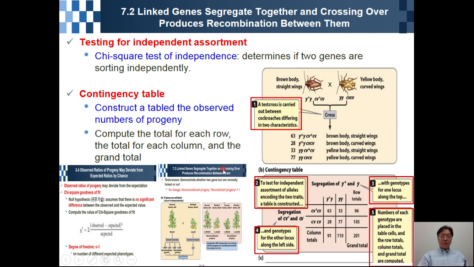After that, we have to compute the total for each row: 63 plus 33 is 96, and 28 plus 77 is 105. And also we have to calculate the total per column: 63 plus 28 is 91, and 33 plus 77 is 110. And also we have to compute the grand total. The grand total is 201. It's like this.